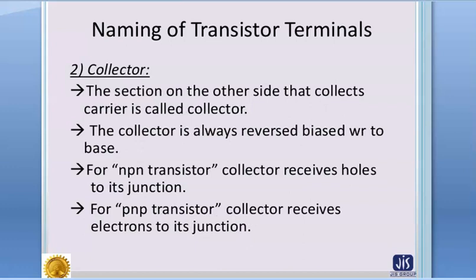Now, another terminal is called the collector terminal. It is the terminal through which the majority carriers which enter through the emitter terminal leave. Therefore, through the collector terminal, majority carriers leave the transistor.